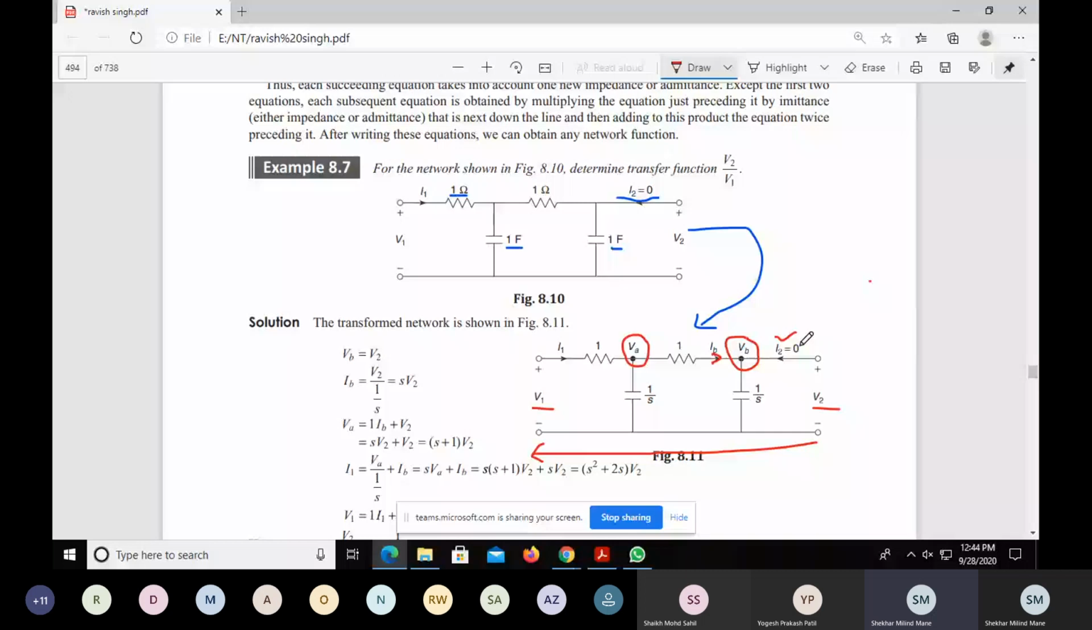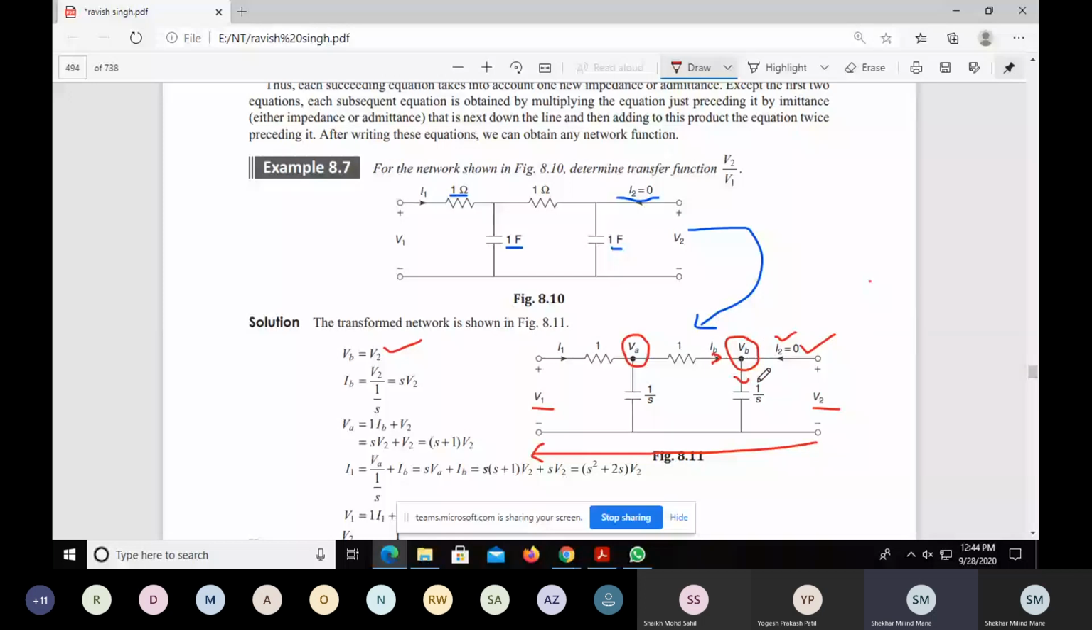Now I2 is equal to 0 is given. So this is an open circuit. So the current flowing through this is the same as IB, and there is no element here. So we can say V2 is the same as VB. So first thing we can write from the observation, VB is equal to V2, because there is no element and the current flowing through is 0. So that's why we can say V2 is equal to VB.